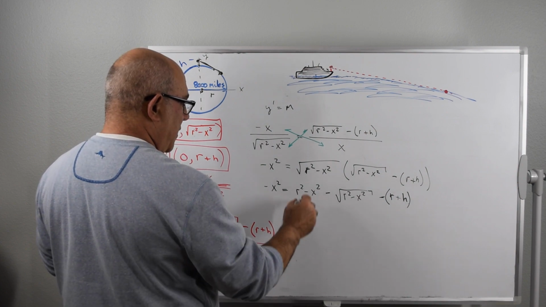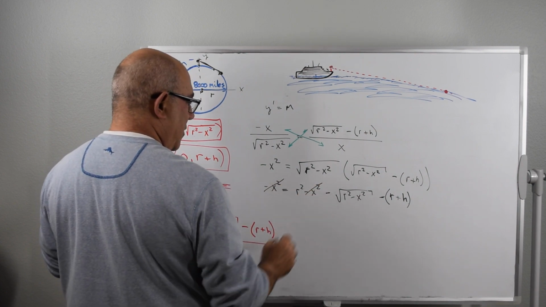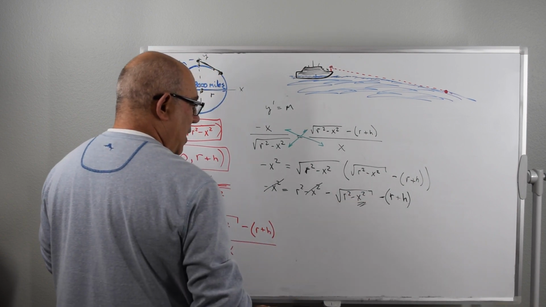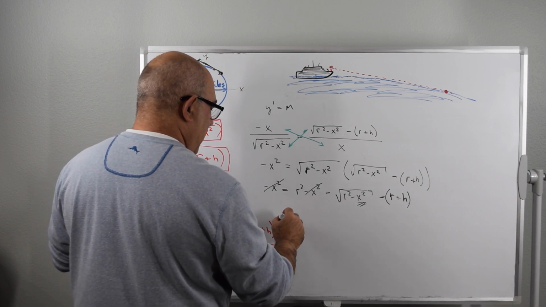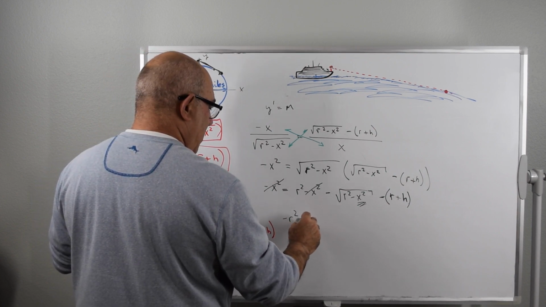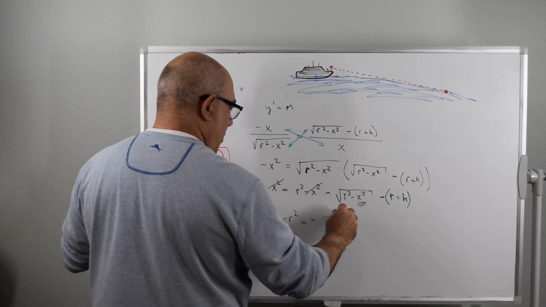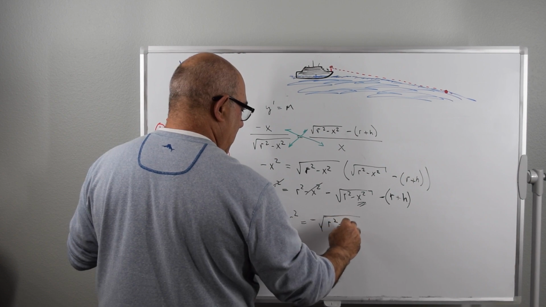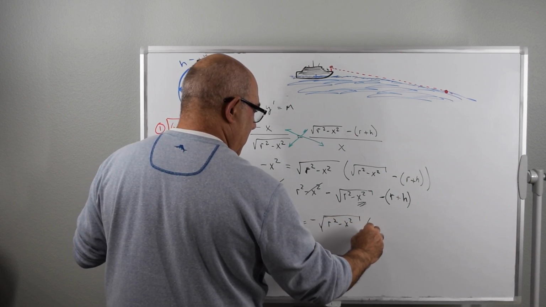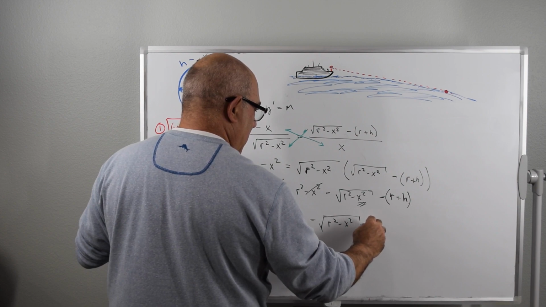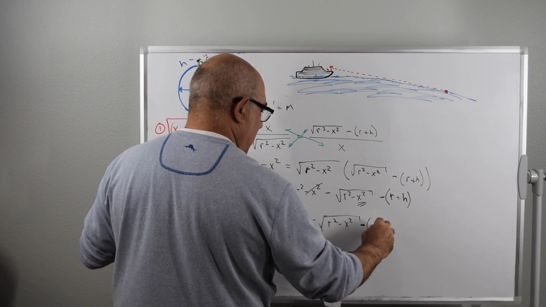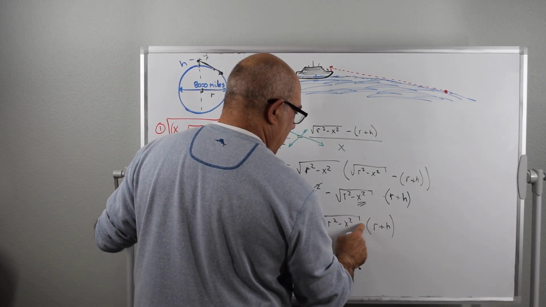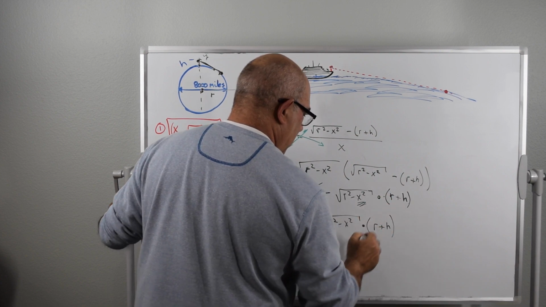Now we can see that this x squared will cancel, which is nice. So now we just have to solve for x here. We're looking for this guy. So bring this over. We get minus r squared equals minus the square root of r squared minus x squared times, or I'm sorry, minus r plus h. This is not minus, this is times, sorry.